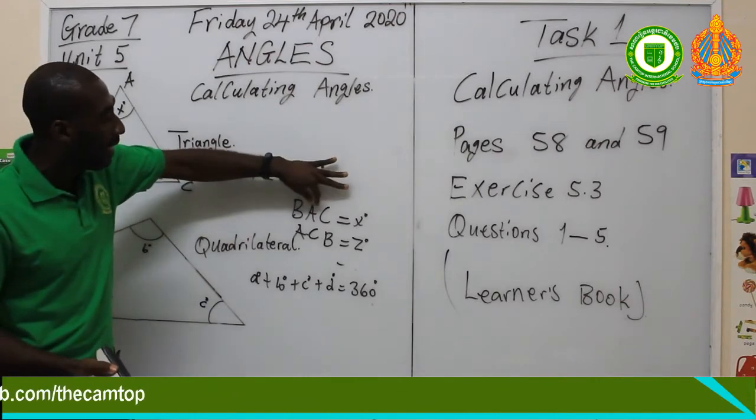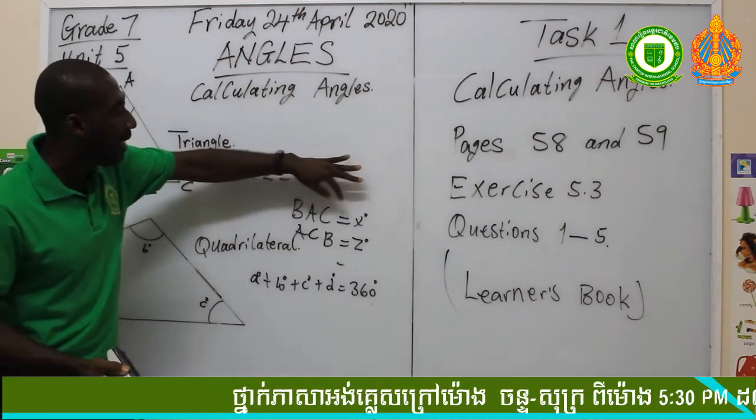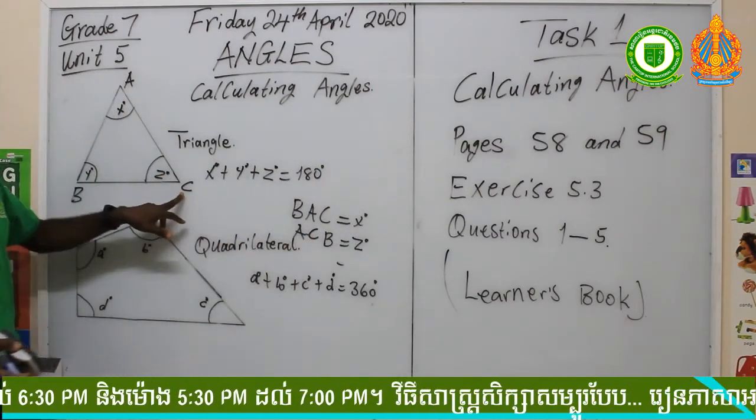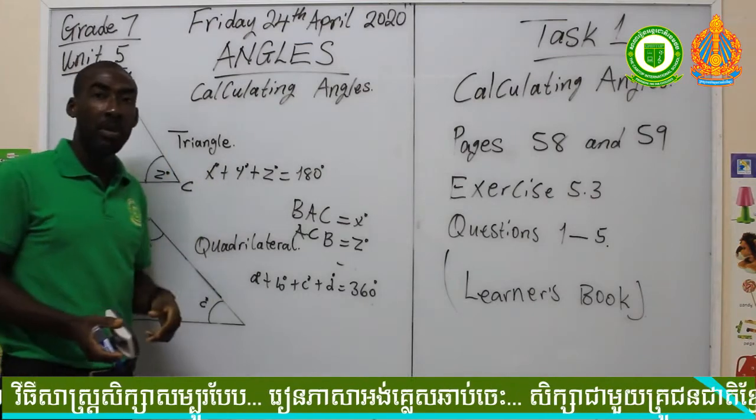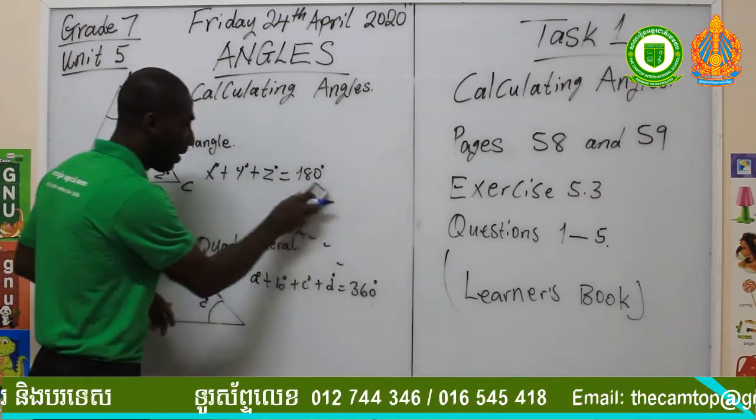So the letter in the middle is the angle that you are looking at. A is angle X, and C is angle Z. You should always remember that to identify your right angles, and then you deal with it. Very good.